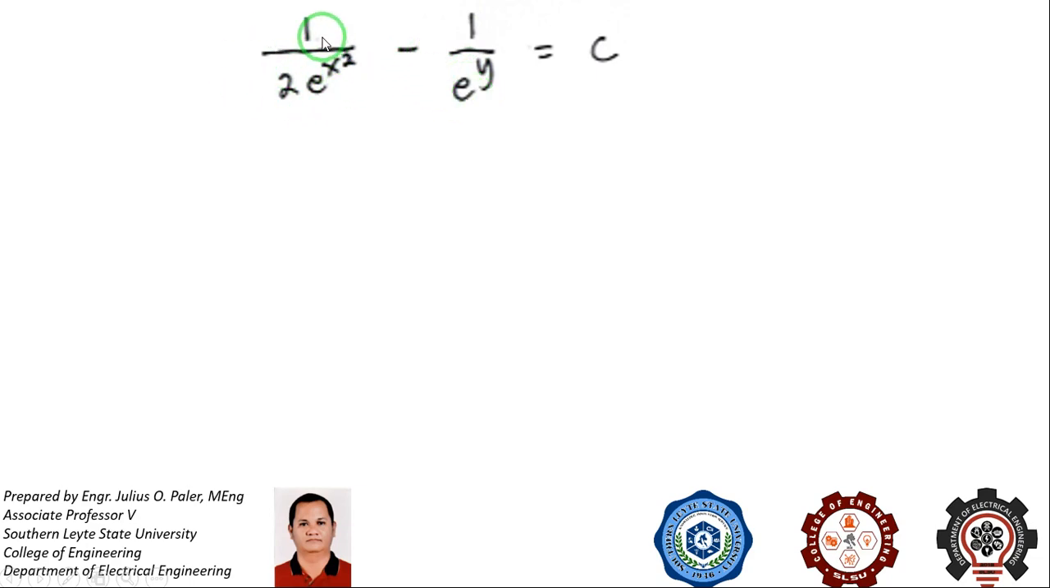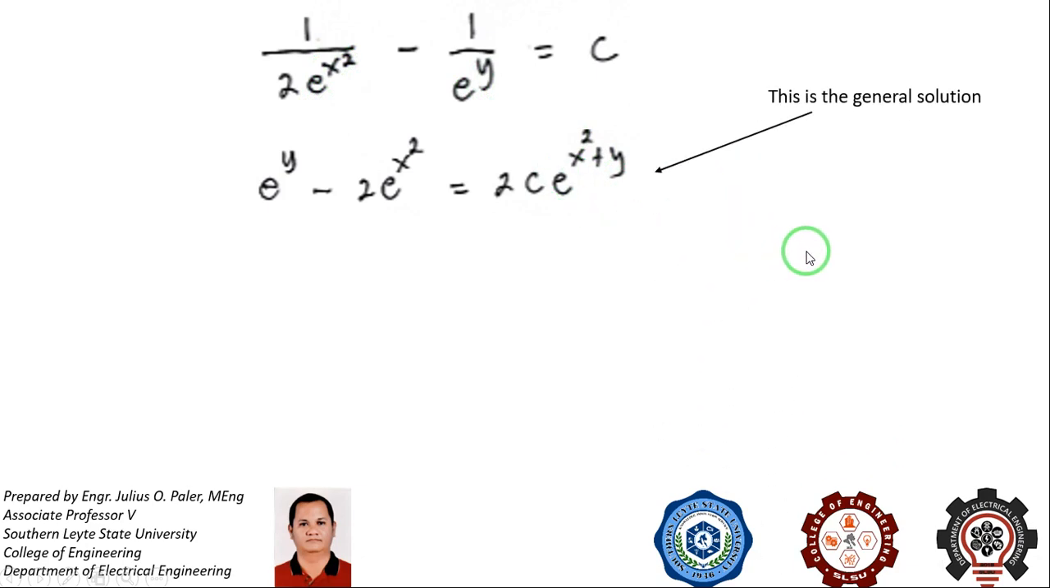This term just came from the right side of the equation, which we transpose to the left side, and 1 over e to the x squared is just e to the negative x squared. Likewise, 1 over e to the y is just equal to e to the negative y. Now multiply both sides of the equation by the product of the denominators, then we get this equation. I hope you understand that e raised to x squared plus y is just equal to the product of e to the x squared and e to the y. This is now our general solution.